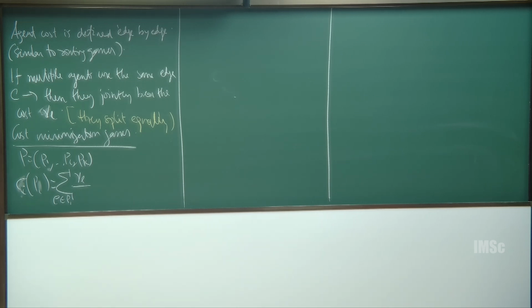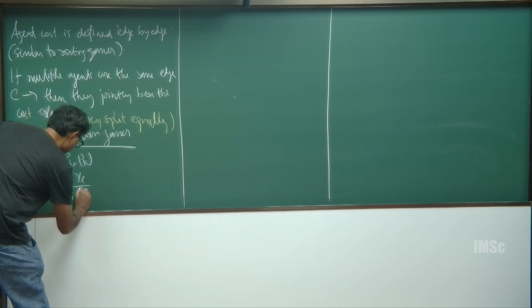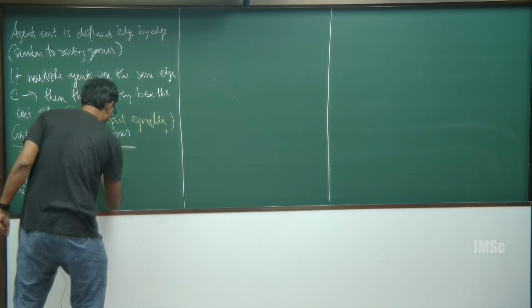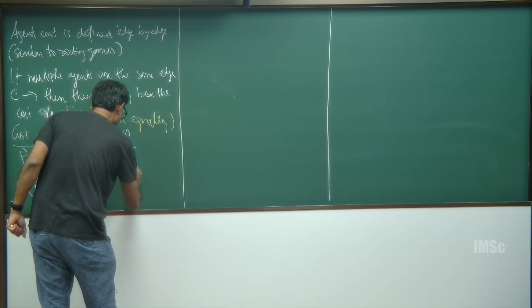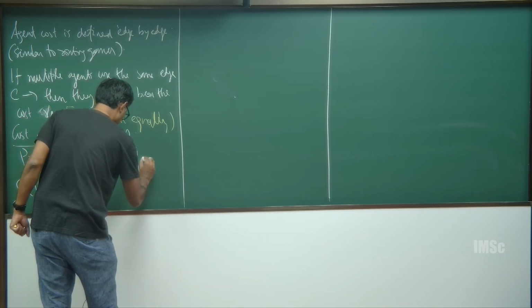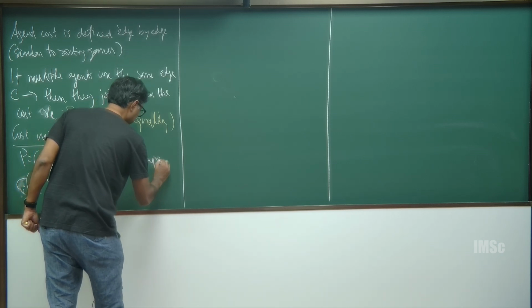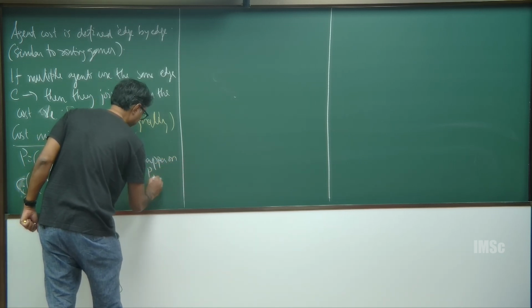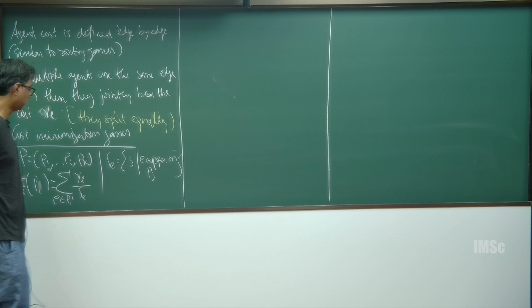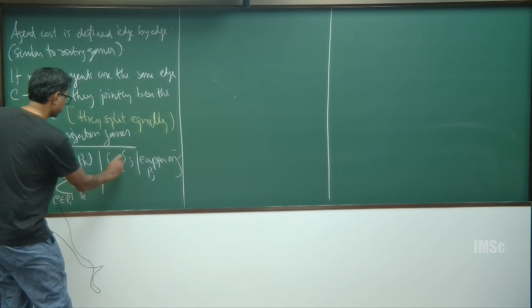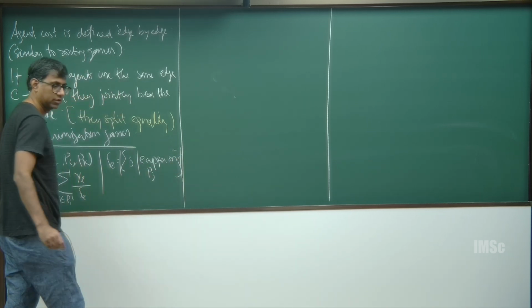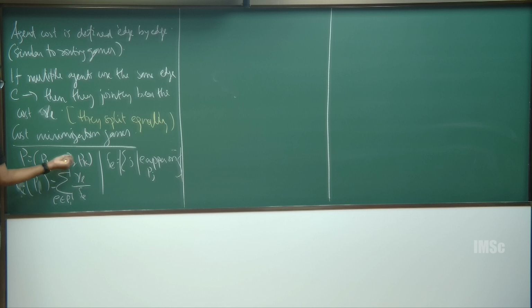So this is gamma e by fe, where fe is the number of paths Pj on which the edge e appears. So what is the frequency of e? It is the cardinality of this set, the number of paths this edge appears on. So this is the cost of an agent.